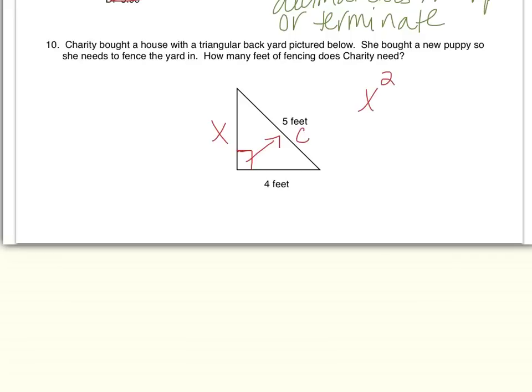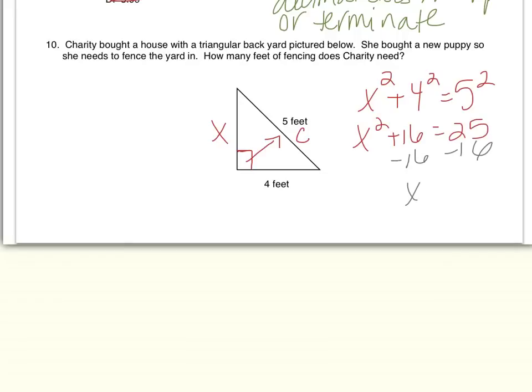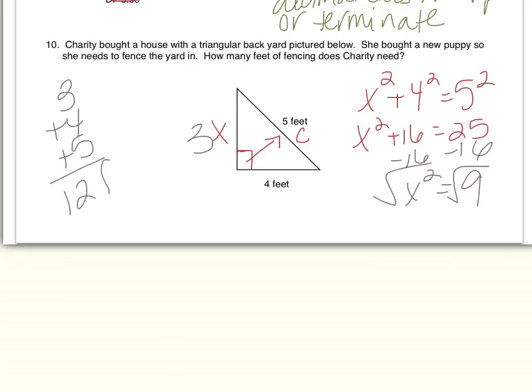So I'm going to set it up like that. So it's going to be x squared plus 16 equals 25. I'm going to subtract 16 from both sides, so I get x squared is 9, so I take the square root of both sides, so I know x is going to be 3. But I'm not done because I have to add up all of the sides, so 3 plus 4 plus 5, and we're going to get 12 feet is what she needs.